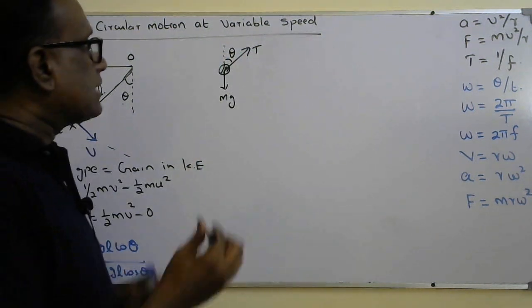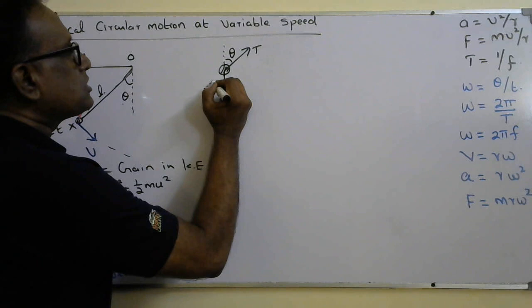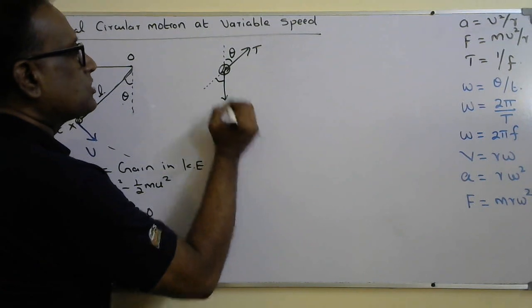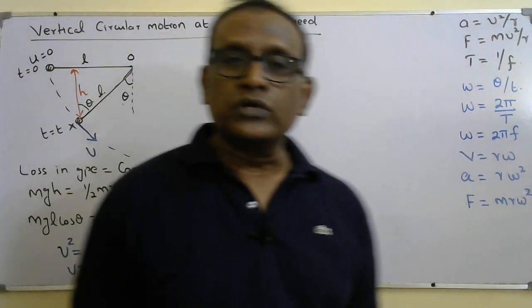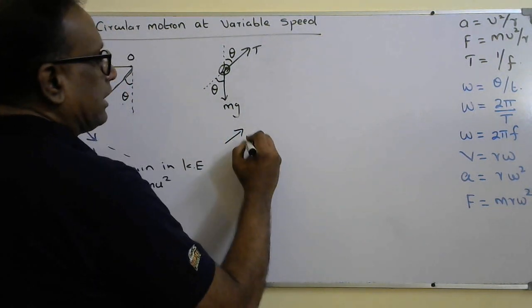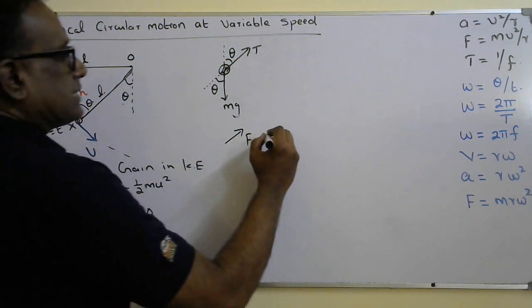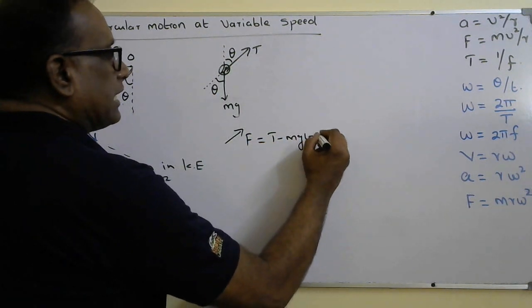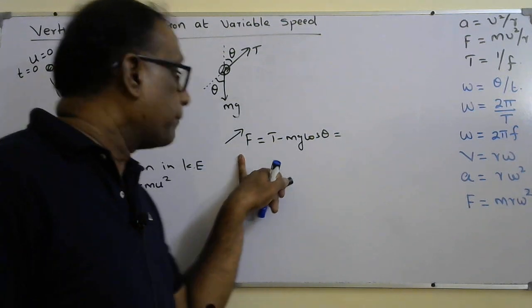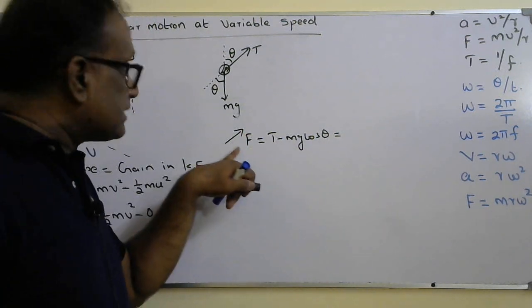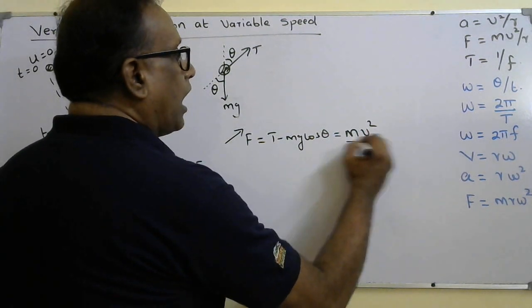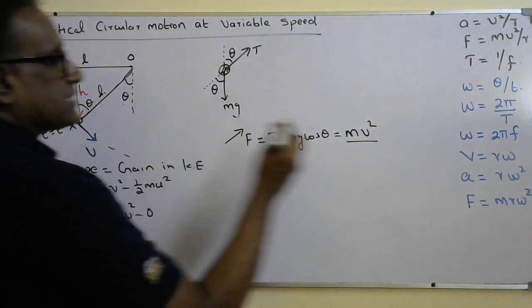We know that centripetal force means the resultant force towards the center of the circular path. Already we discussed it earlier. So that is going to be along this direction towards the center. Resultant force is T minus mg cos theta at an instant. Here also you can see the centripetal force is varying, because theta changes. T minus mg cos theta equal to mv squared over r. r is L, length of the string.